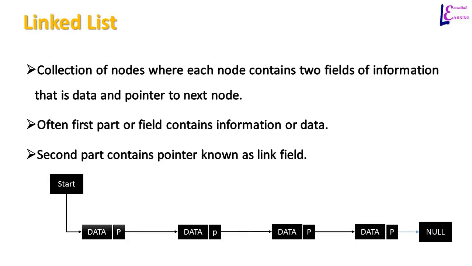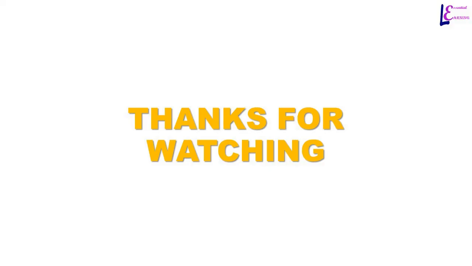A linked list is the collection of nodes where each node contains two fields. First field contains data, whereas second field contains pointer or information where the next node can be found. Often information of first node of list is given by pointer start, and last node pointer points to null value to indicate that list has ended or it is the last element in the list.